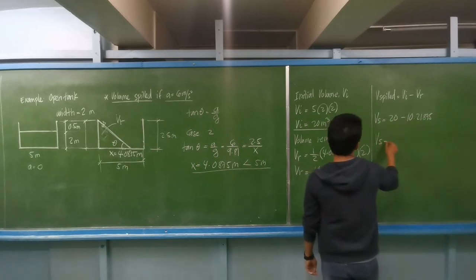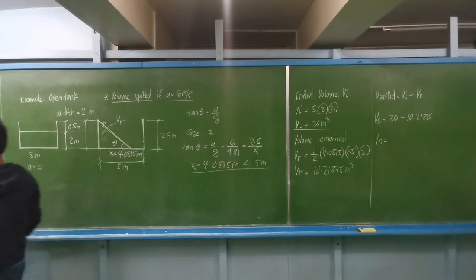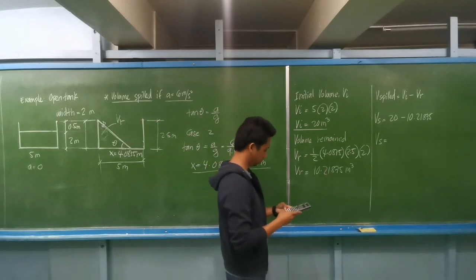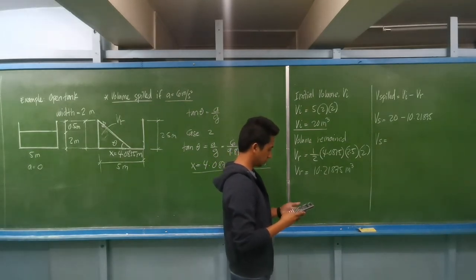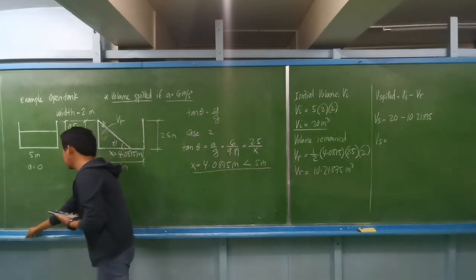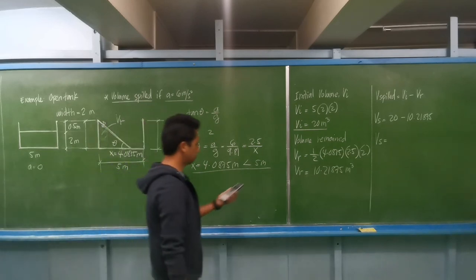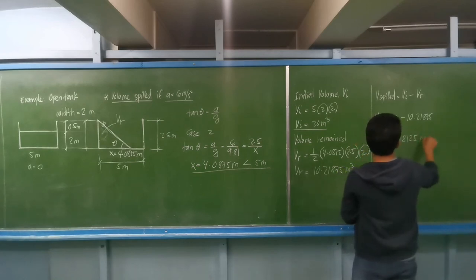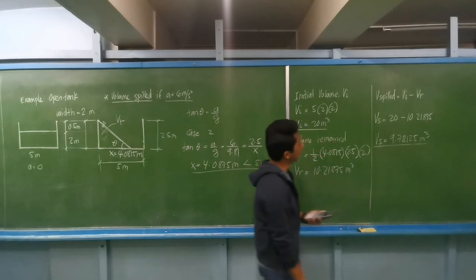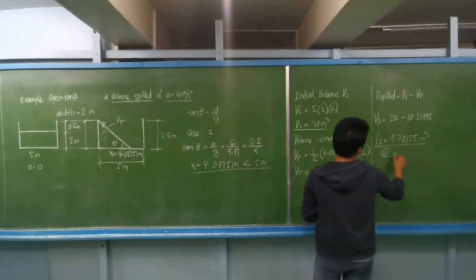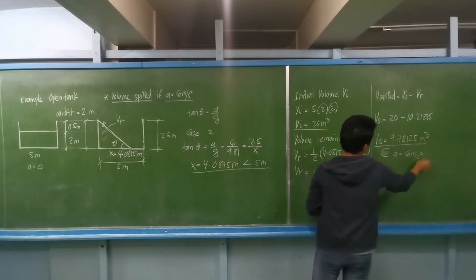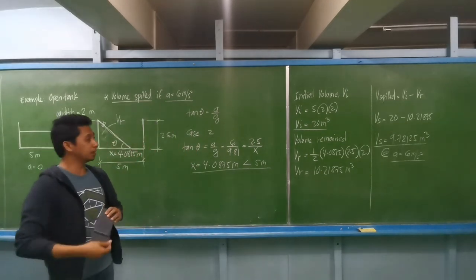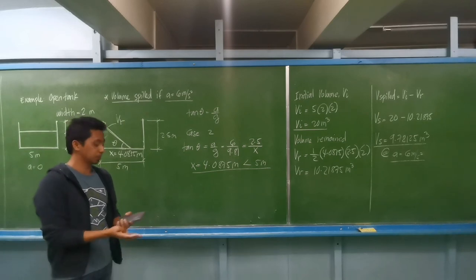So the volume spilled will be equal to 9.78125 cubic meters. So this will be the spilled volume at an acceleration equal to 6 meters per second squared. So usually, kapag open tank, normal na yung tanong, or normal requirement, is what would be the spilled volume at a given acceleration?